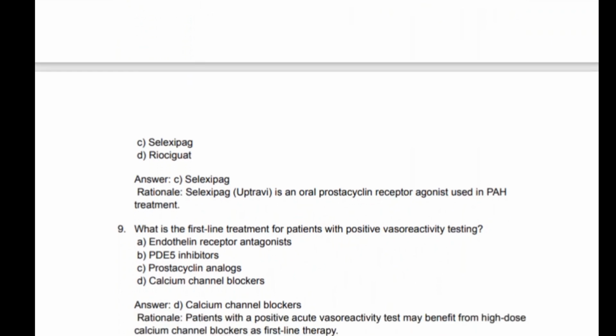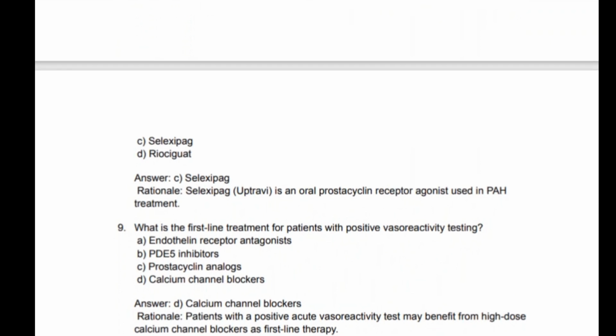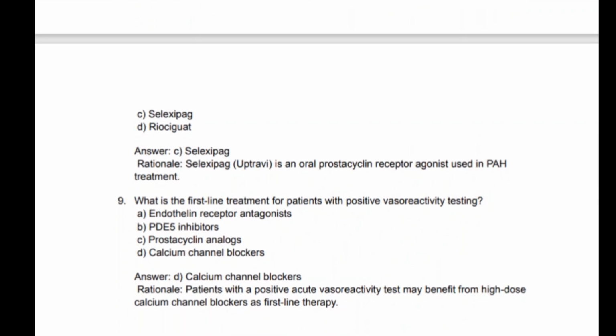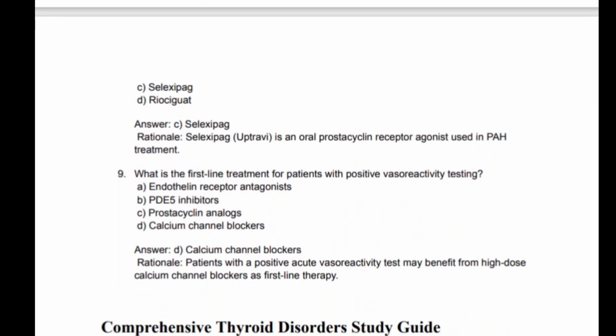PTU has a black box warning for severe liver injury and acute liver failure. That's definitely something to take seriously. We have these two good antithyroid drugs, but both have some pretty serious risks. Anything else we need to remember about treating hyperthyroidism?